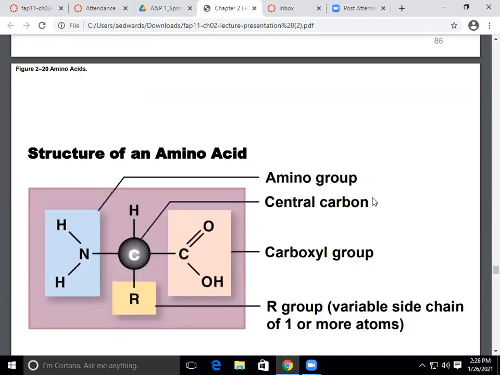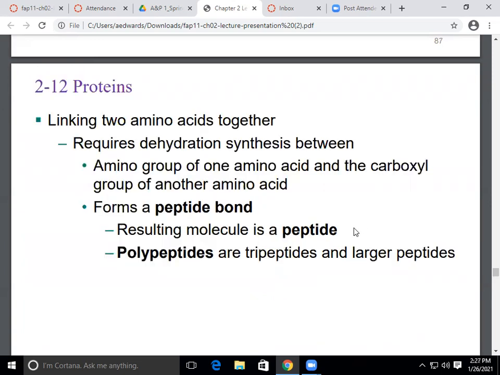All right, I'll show you what that looks like. So here's your central carbon atom. Here's your hydrogen atom, your amino group, NH2, your carboxyl group, COOH, and your R group, your variable side chain. And this is what tells you which amino acid it is, because all this other stuff is consistent. Do you remember how many amino acids we said there were? 20. So there's 20 different R groups.